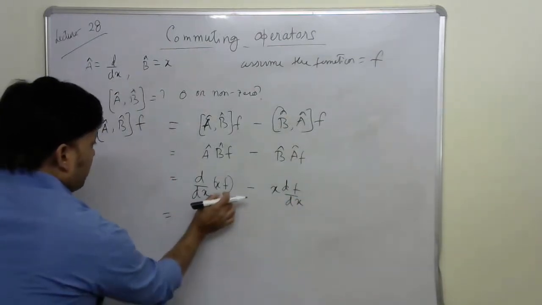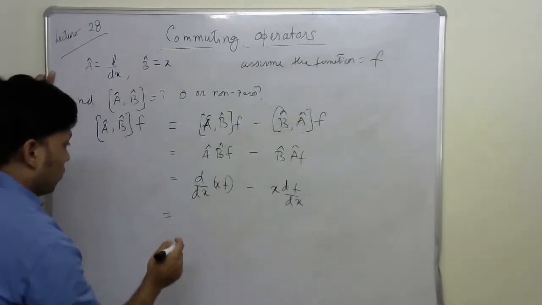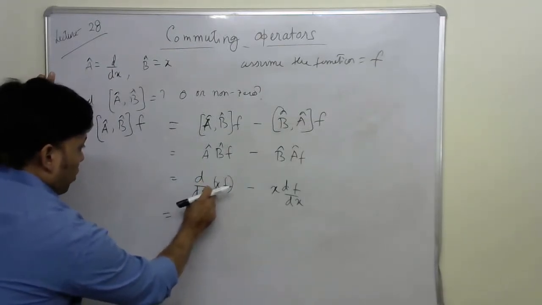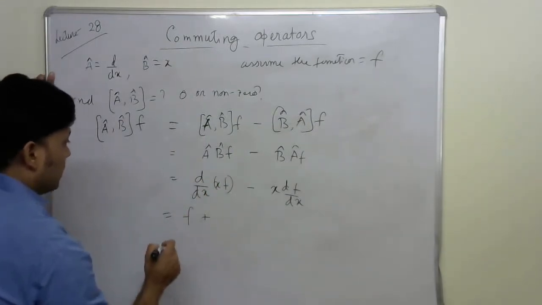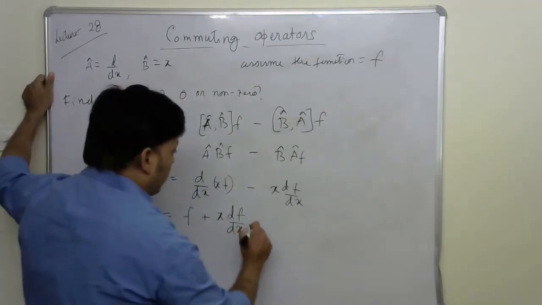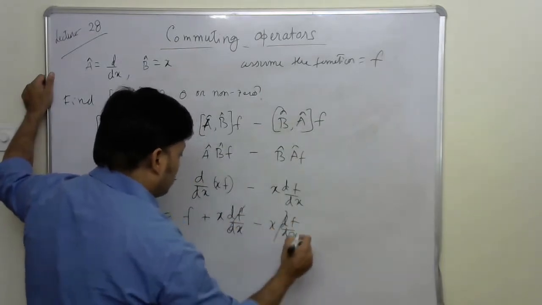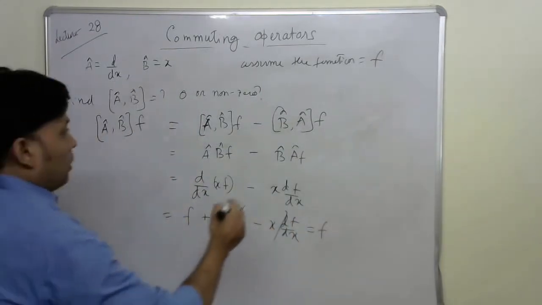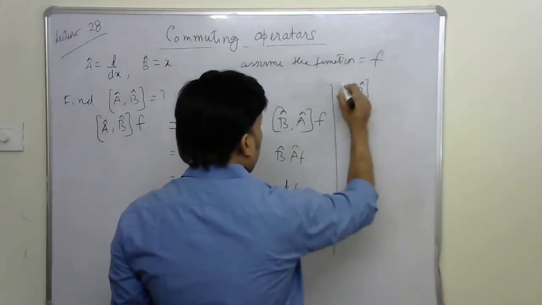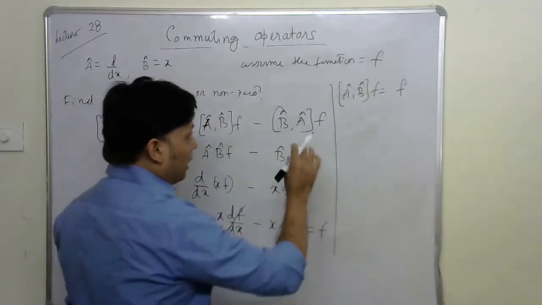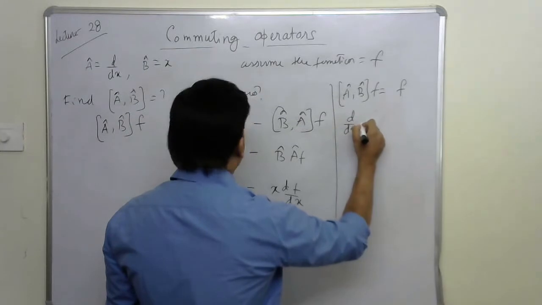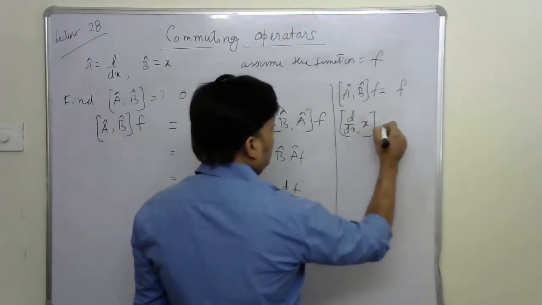All right, now look at here, this is a product of two functions. So once we start to differentiate, we keep f constant, and d/dx operating on x is basically 1. So f plus, we have x comes out and we have df/dx. All right, and we already have minus df/dx here, so those two cancel out and we have f. So we started from this and ended up with this. So we have [A, B] f is equal to f. So in other words, if we eliminate the function f, then we find that the relationship between these two operators, that means [d/dx, x], is basically 1.